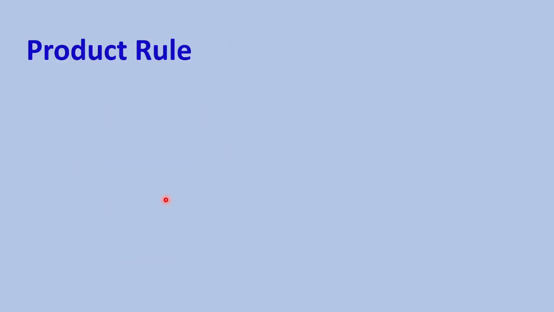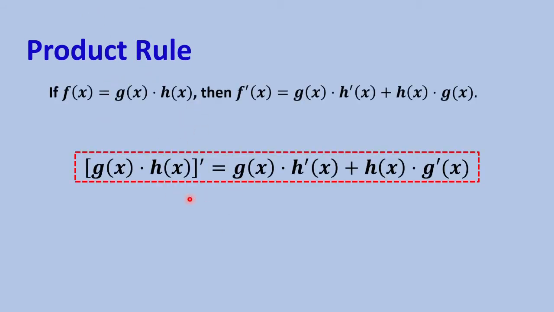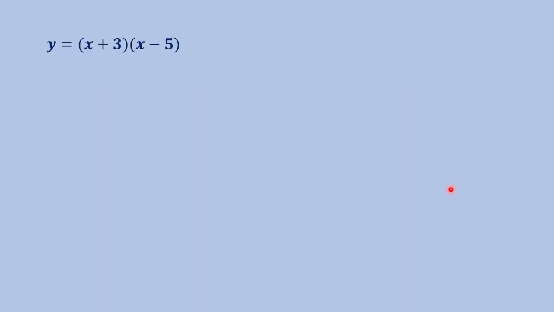In this video, we're going to cover product rule for derivatives. So if we would like to get the derivative of the product of g of x and h of x, that would be g of x times the derivative of h of x plus h of x times the derivative of g of x. So let us answer some examples.